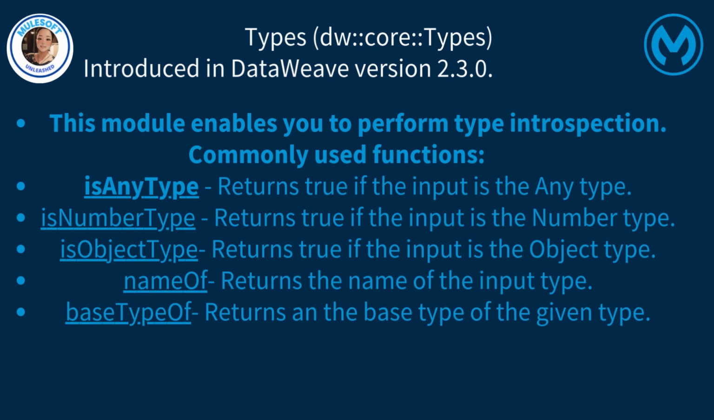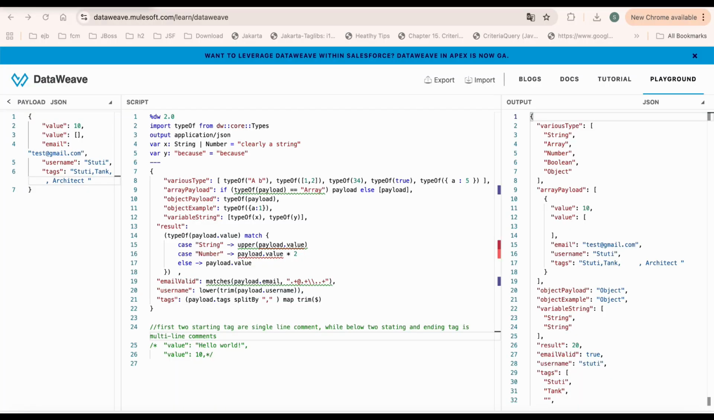To begin with, we import the type-of function to perform runtime type inspection within our DWL script. This function helps us identify the runtime type of any value, whether it's a string, number, array, object, or boolean. Finally, we specify the output format as JSON. Now let's look at the variables.